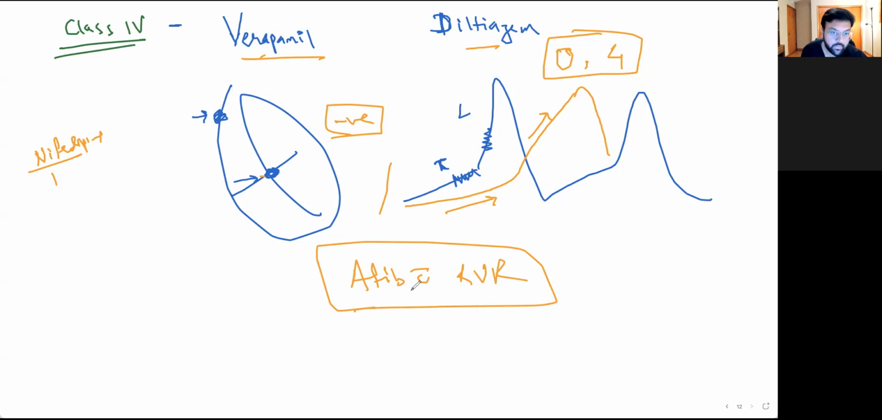Okay, so these are negative chronotropic drugs. But the problem is we are blocking calcium channel. So calcium is also responsible for GI, so it can cause constipation. And of course, it blocks the AV node. I think that's your calcium channel.